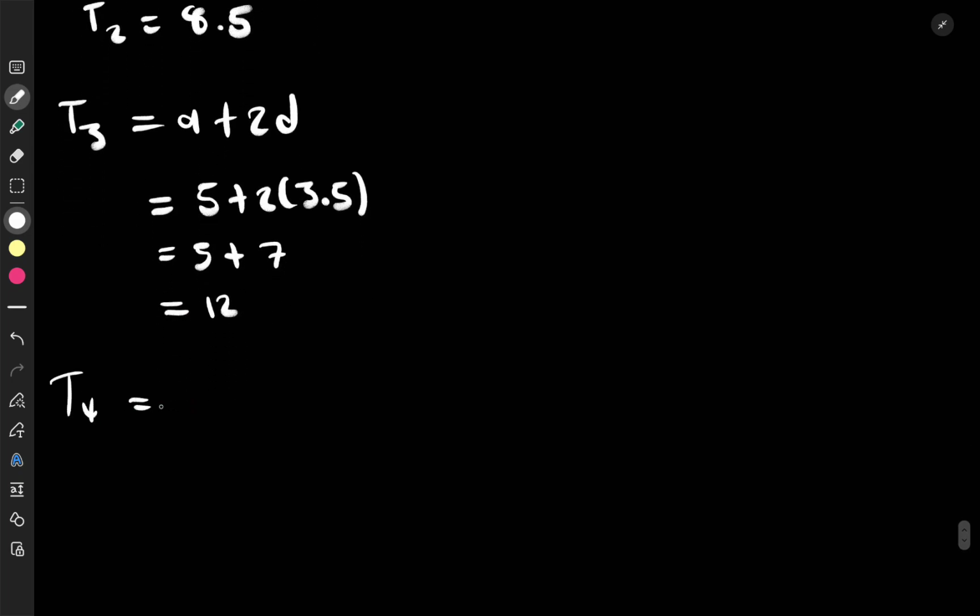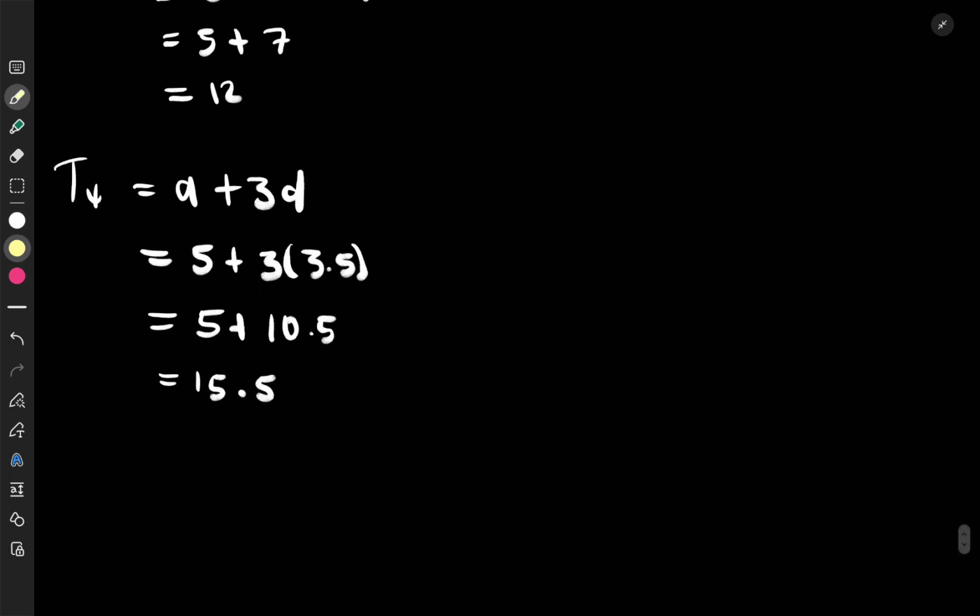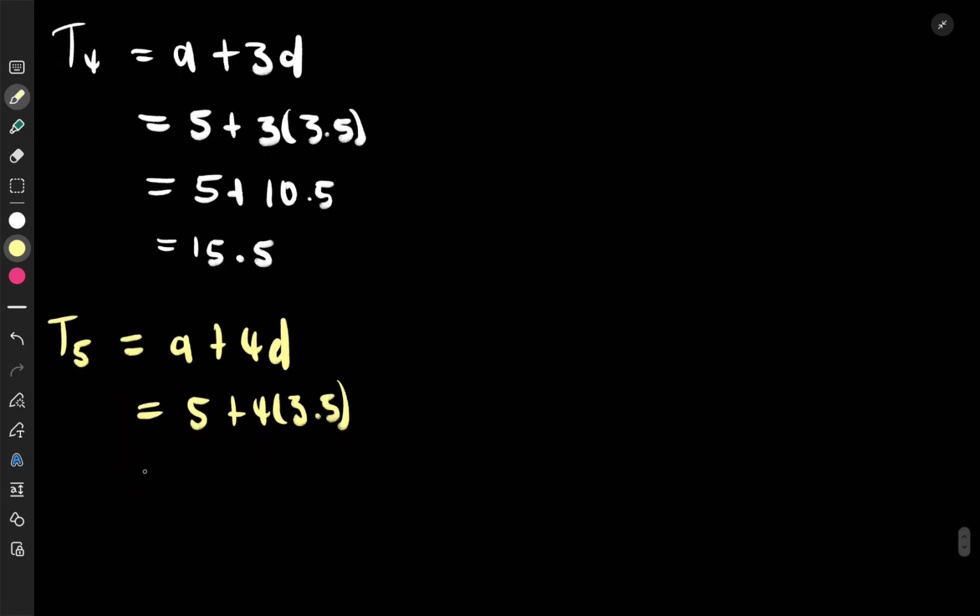Then I go to term number 4. It is equal to A plus 3D. And this is going to be equal to 5 plus 3 by 3.5. Here I'll say 5 plus 3 by 3.5, you should get 10.5, which when you add 5, you get 15.5. Then we go to term number 5. It's the 4th term which they want us to find. It's A plus 4D, which is going to be 5 plus 4 by 3.5. 4 by 3.5 gives you 14. So it's 5 plus 14, and this gives you 19.